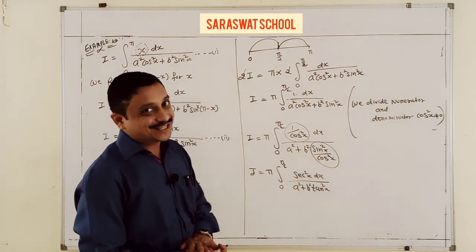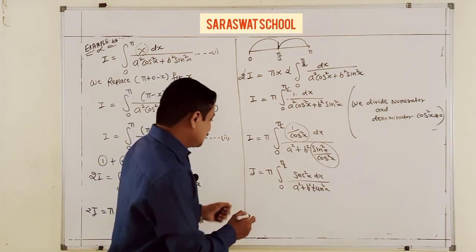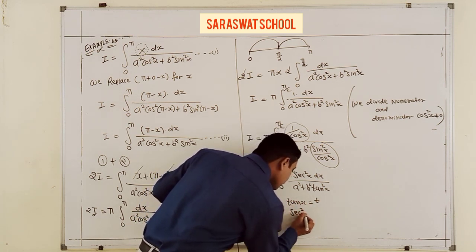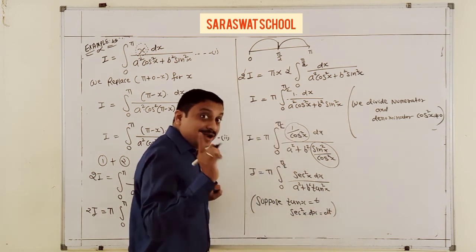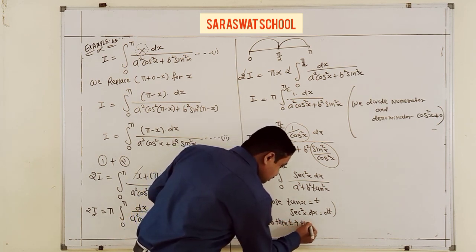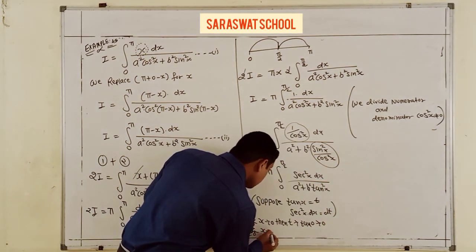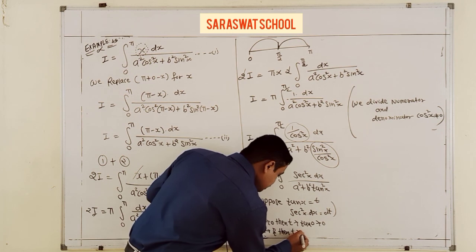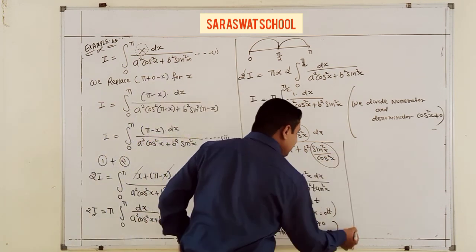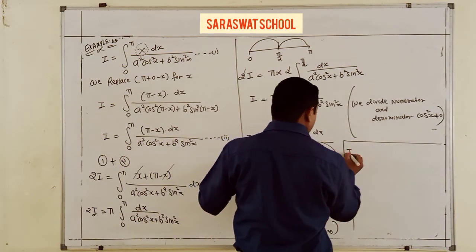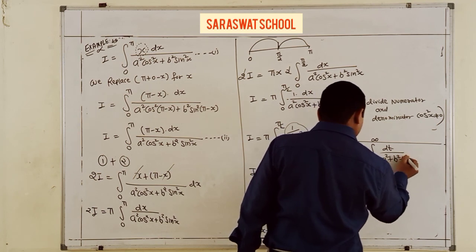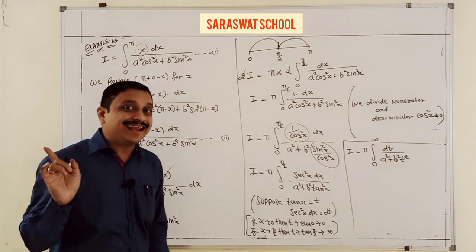Now, for tan x, you can go to sec square x. So suppose, students, tan x equals t. The derivative gives sec square x dx equals dt. But the limits change: if x tends to 0, then t tends to tan 0, which is 0. If x tends to pi by 2, t tends to tan pi by 2, which is infinity. So you get the answer: I equals integral 0 to infinity, dt upon a square plus b square t square.